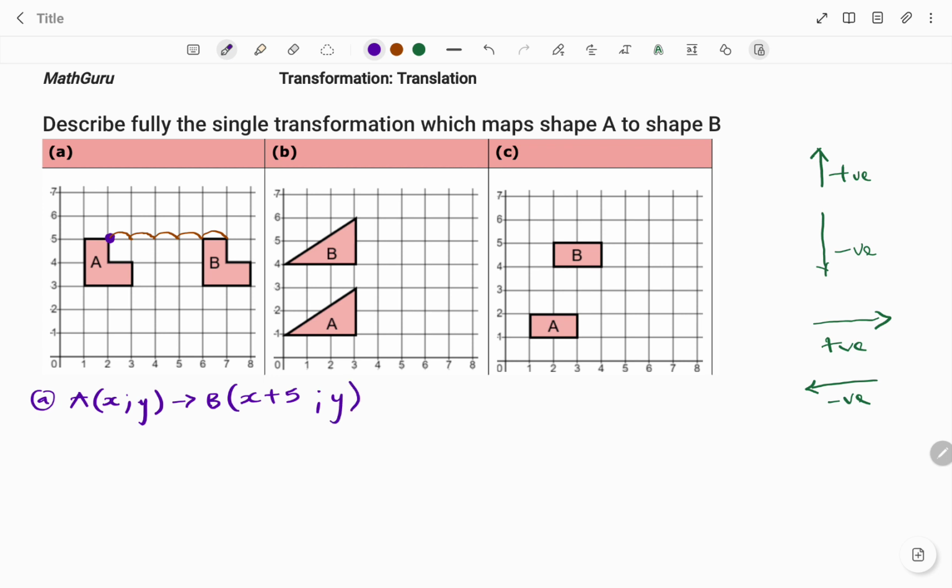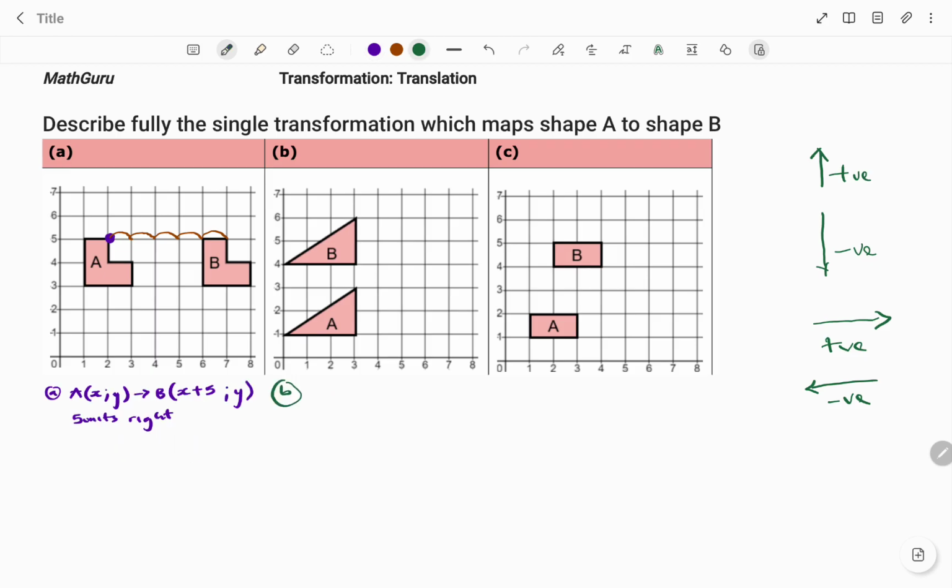Another way of writing that is to say the shape has only moved 5 units to the right. There's no movement up or down. Let's look at the second example.